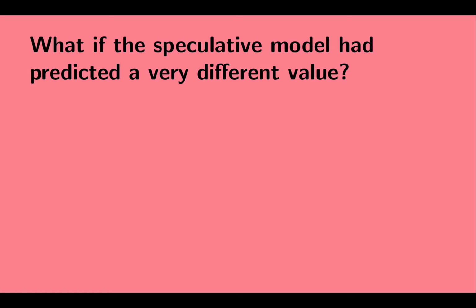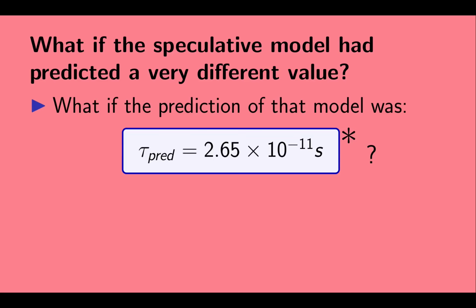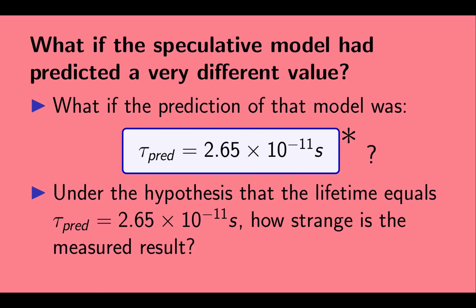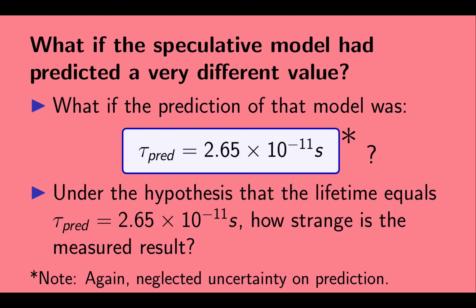But now, what if the speculative model had predicted a very different value? What if tau predicted had been 2.65 times 10 to the minus 11 seconds? Under the hypothesis that the lifetime equals 2.65 times 10 to the minus 11 seconds, how strange is the measured result? And again, we're assuming the uncertainty on the prediction is small enough that we can neglect it.